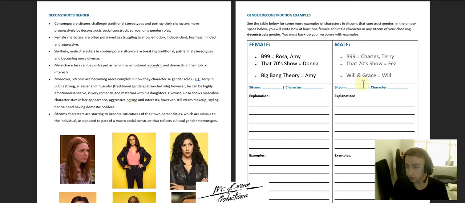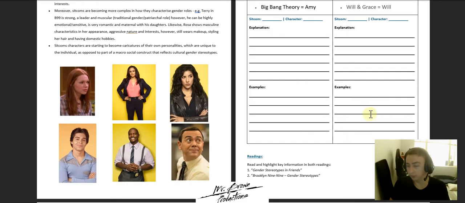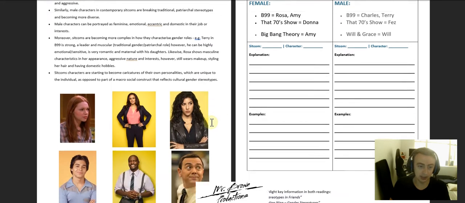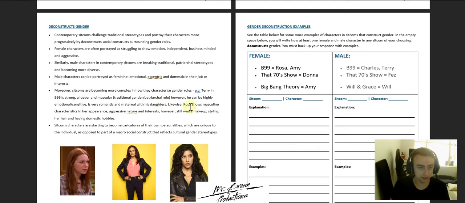You could choose those, or you can pick something else from a different sitcom you might want to think of. Okay, and explain how they deconstruct gender and some examples that are evident in the show of them doing that. And again, I've got pictures here to prompt you on the types of characters that deconstruct those gender roles.